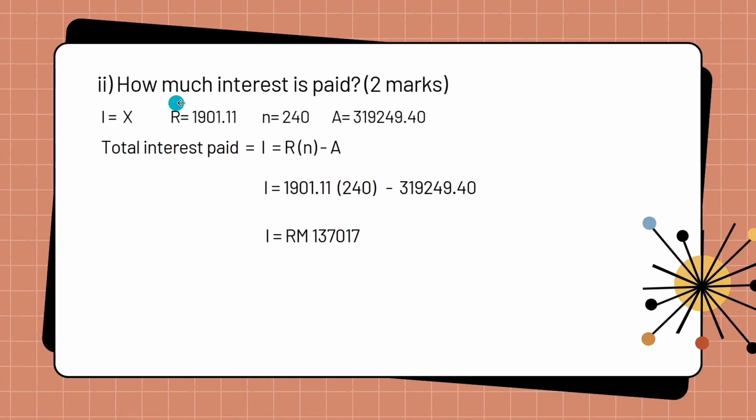Here is D2. To find the total interest paid, we need to use this formula, which is I equals R times n minus A. I equals 1,901.11 times 240 minus 319,249.40. And the final answer for question D2 is I equals RM 107,017.